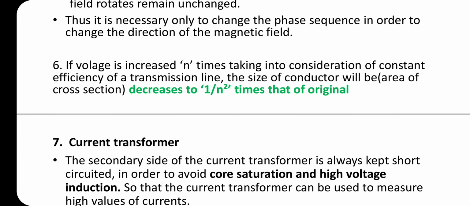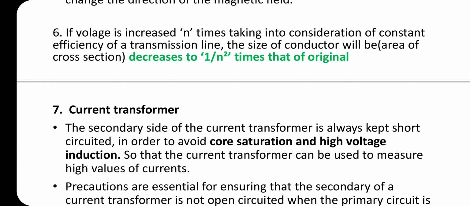If voltage is increased n times, taking into consideration constant efficiency of a transmission line, the size of conductor, that is the area of cross section, decreases to 1 by n square times that of the original.